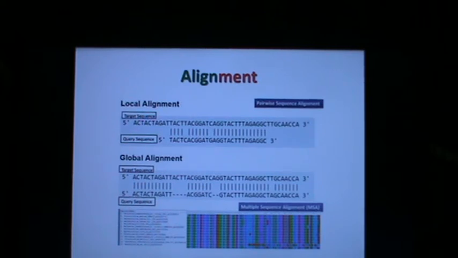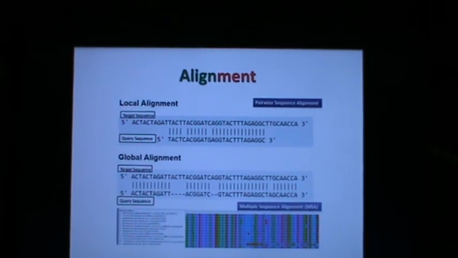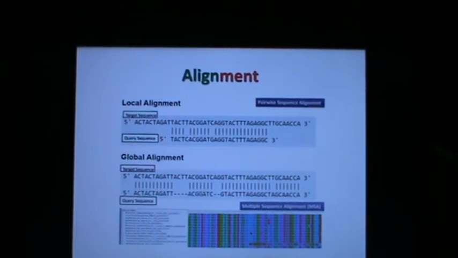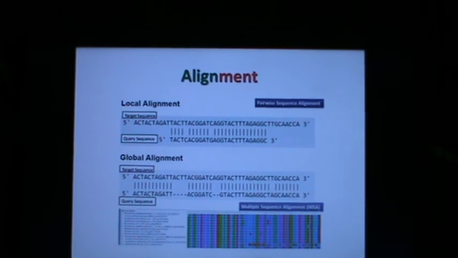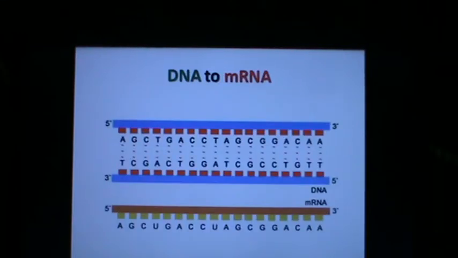From this alignment we can sequence the similar sequences, and from that alignment we can search out how far the organisms are from each other. The ancestors and the relations between two organisms can be found out from this technique.